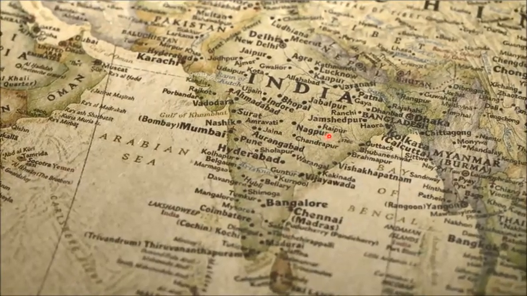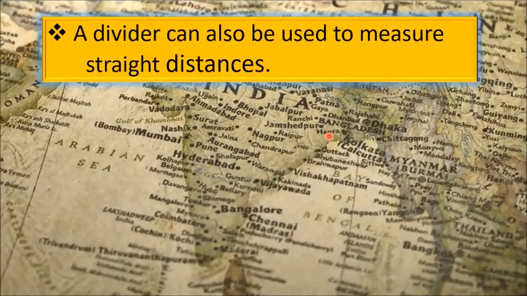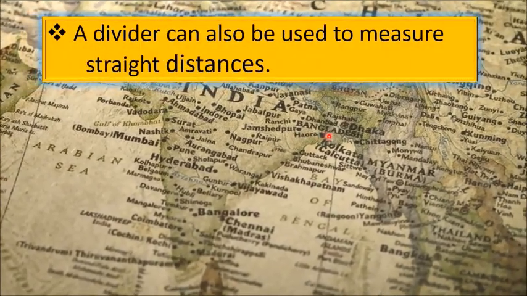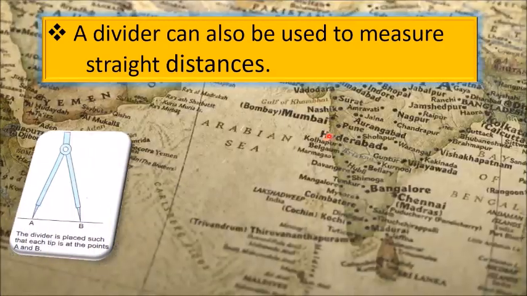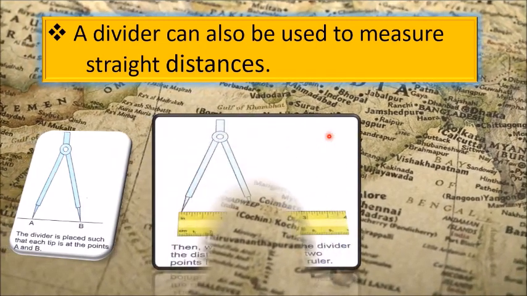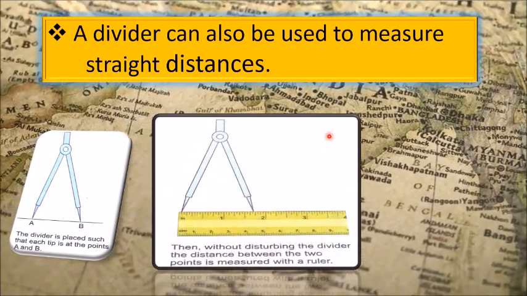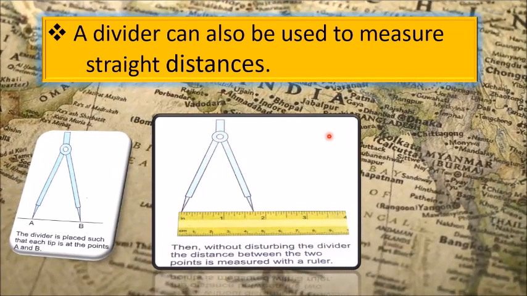In order to measure the distance along a straight line, a divider can also be used. A divider is placed such that each tip is at the points A and B, then without disturbing the divider, the distance between the 2 points is measured with a ruler.